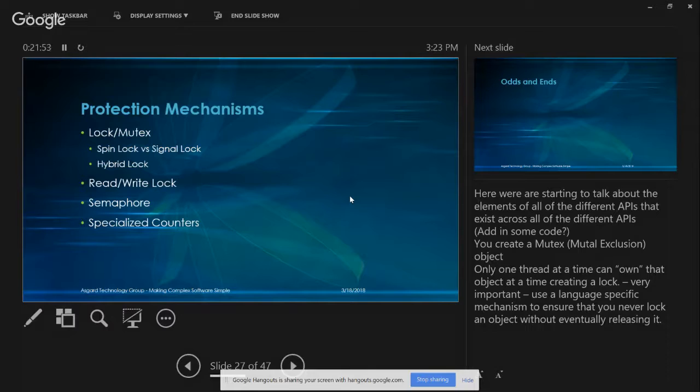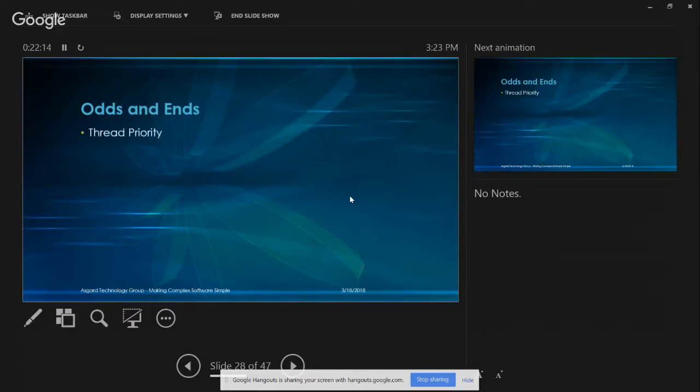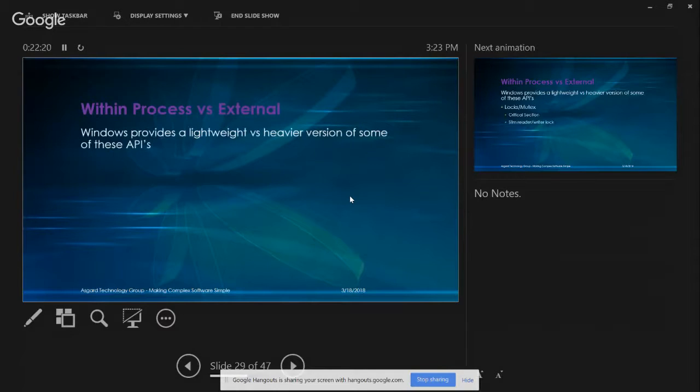Because incrementing, decrementing, adding, subtracting from integers is such a common thing, some libraries like Microsoft's have specialized counters which are designed for that task specifically and optimized, so they're faster than the more general things. You can set the thread priority, which I said before. We're not going to really do that.